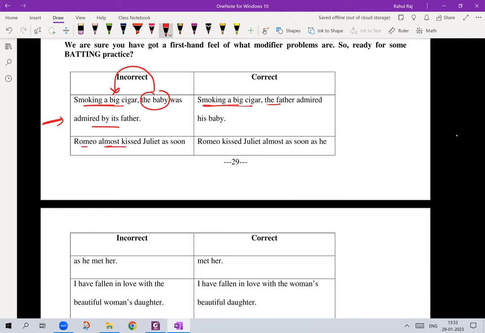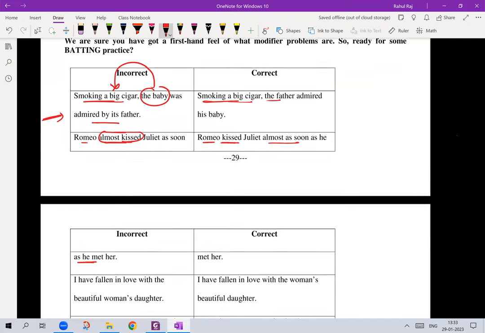Romeo almost kissed Juliet as soon as he met her. You don't almost kiss someone. Either you kiss someone or you don't kiss someone. There's nothing called almost, you kiss someone or you've not kissed. Either you kiss someone or you don't kiss someone. So Romeo kissed Juliet almost as soon as he met her. So understand where you are placing the word.